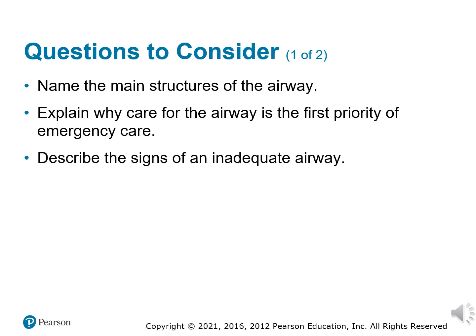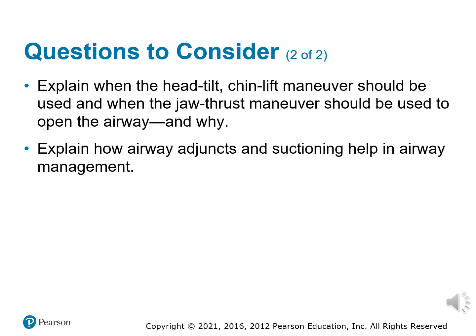Questions to consider. Number 1, name the main structures of the airway. Next, explain why care for the airway is the first priority of emergency care. And describe the signs of an inadequate airway. Explain when the head-tilt chin-lift maneuver should be used and when the jaw thrust maneuver should be used to open the airway, and why. Explain how the airway adjuncts and suctioning help in airway management.